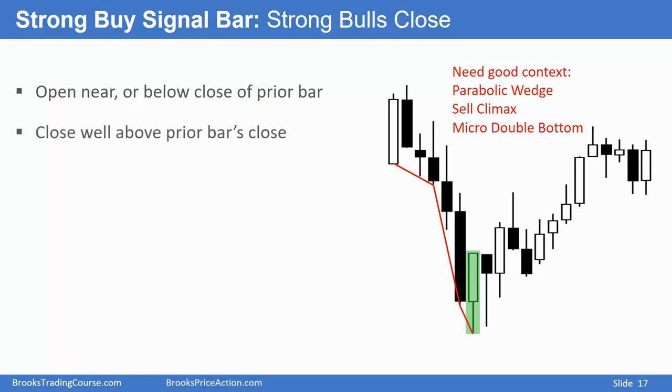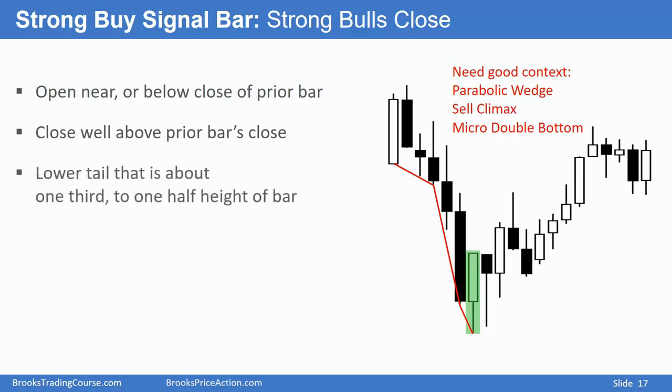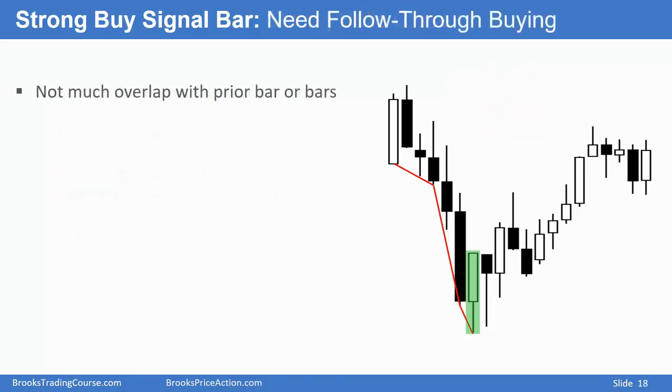I also like to see close well above the prior bar's close. And the tail on the bottom, ideally, you want it to be a third to a half the size of the signal bar. Also, I prefer the bar closing on its high or having only a small tail on top. Once you enter, I want pretty good follow-through buying. You buy above this bar. Now we have a micro double bottom, so a slightly higher probability buy, so you get long here.